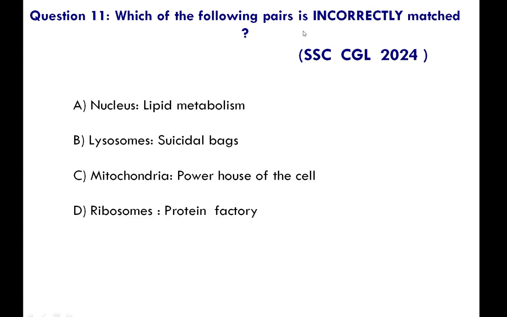Which of the following pairs is incorrectly matched? Nucleus, lipid metabolism; lysosomes, suicidal bags; mitochondria, powerhouse of the cell; or ribosomes, protein factory. So the correct option is option A.